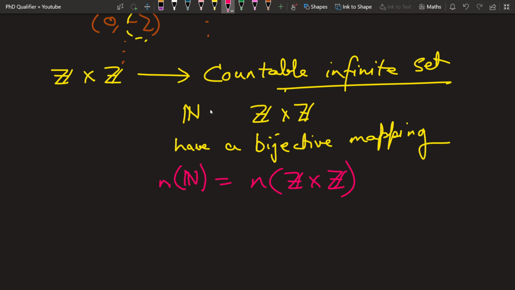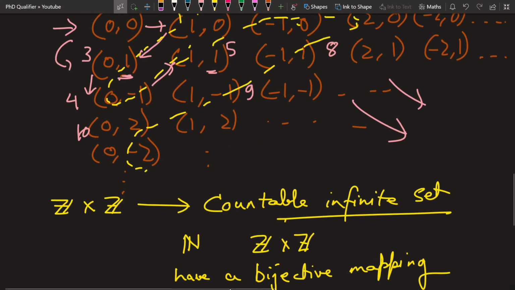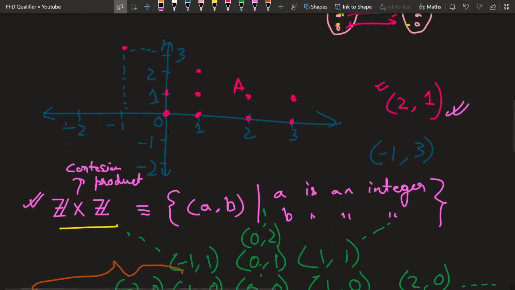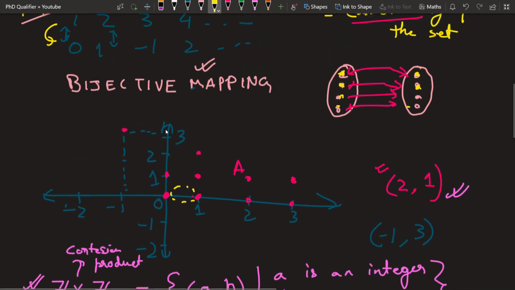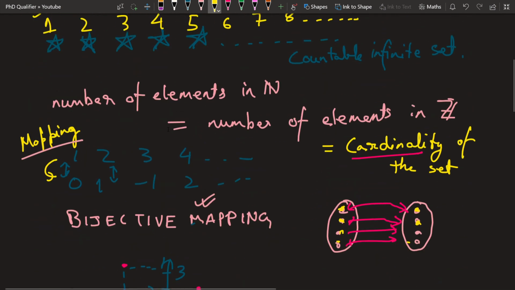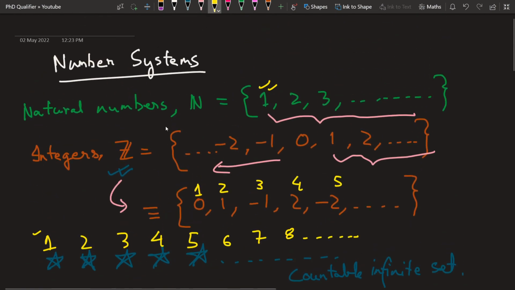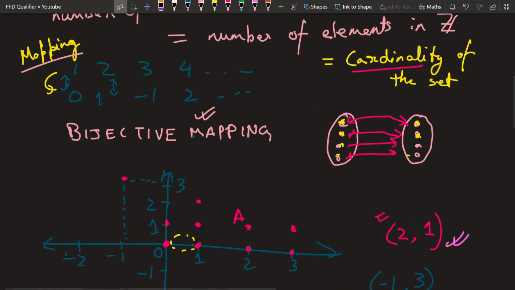Okay, so however crazy it may sound, if I have a plane full of points at discrete locations, at integer locations, so I'm not talking about the points in between 0 and 1, those will be real number points. We will come to that in a later video. But I'm only taking the integer points, and these are also infinitely many, and you can see the number of such points will still be equal to the number of natural numbers we have, and that's a very interesting result.